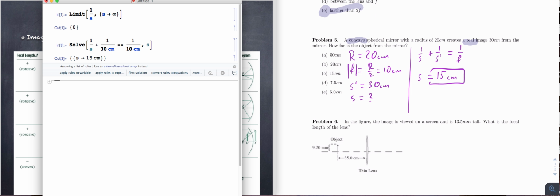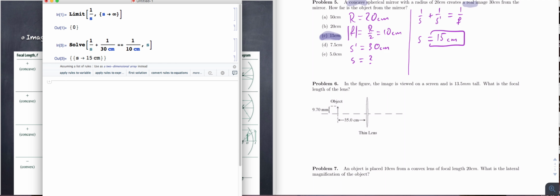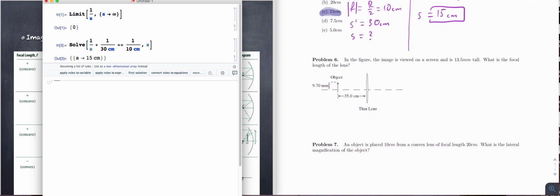So of course you'll need to show all the correct steps in algebra on your quizzes and exams. And that leaves us with C. Okay.